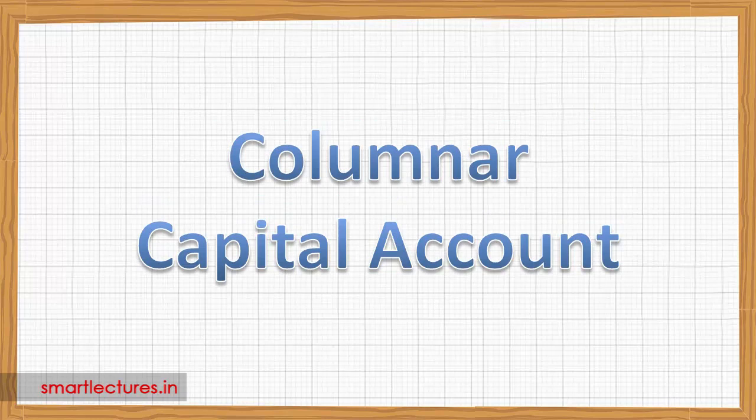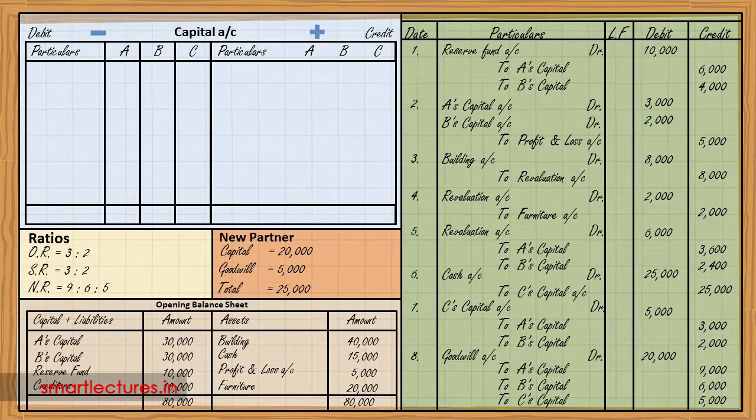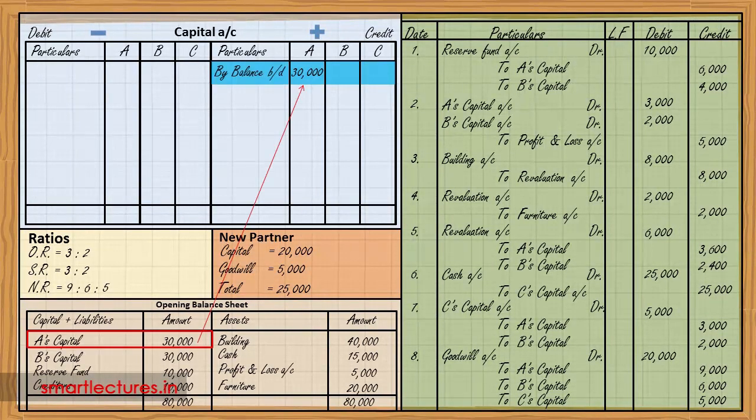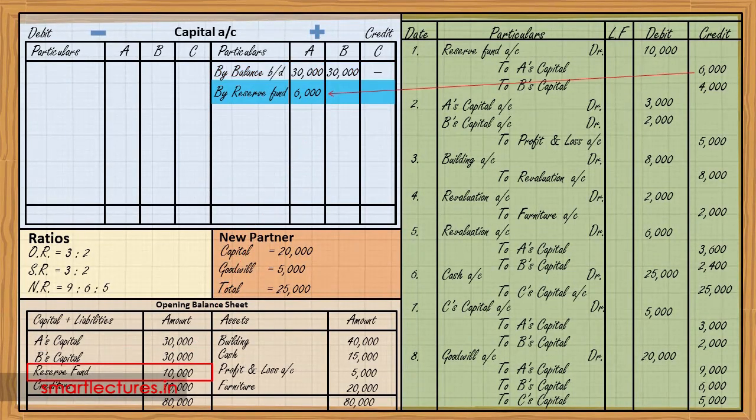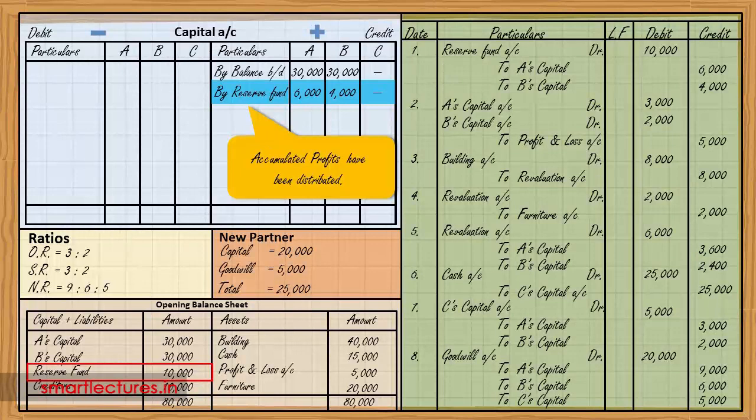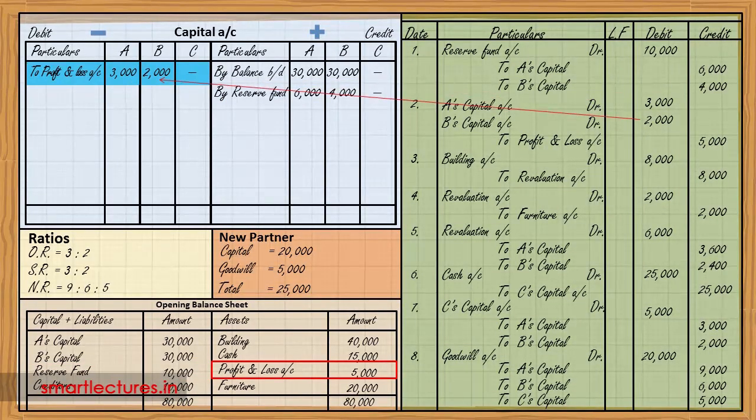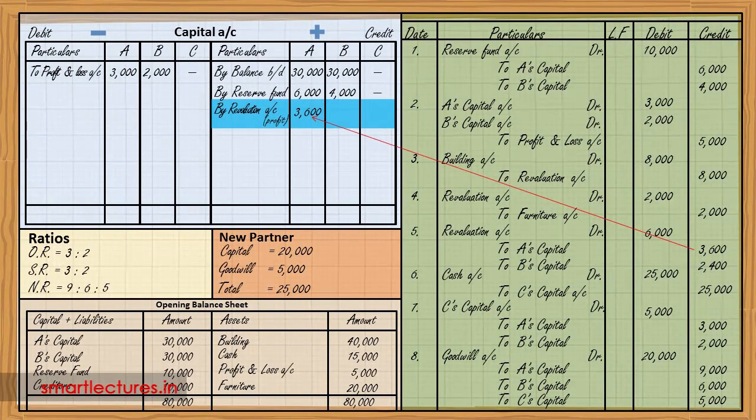So, we always prepare columnar capital accounts for the convenience of the solution of the question. I mean to say 3 columns on debit side, 3 columns on credit side for A, B, C. So by balance BD, 30,000, 30,000 for A and B, and by reserve fund, 6,000, 4,000. We had distributed accumulated profit, then accumulated loss on debit side to profit and loss account, 3,000, 2,000. Then revaluation profit by revaluation account, and in the inner column please write down profit. That will be 3,600, 2,400.